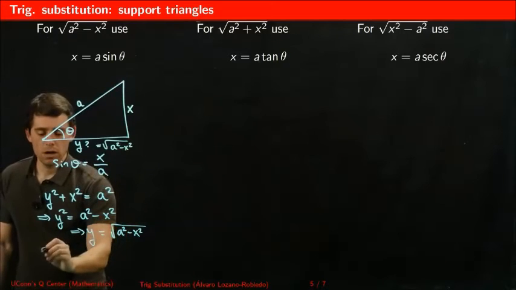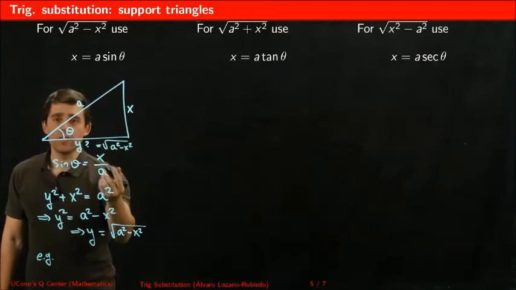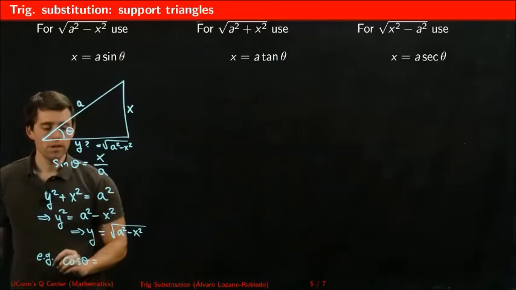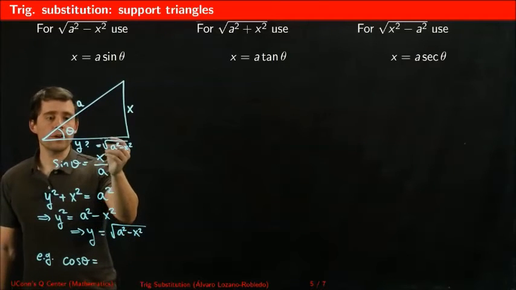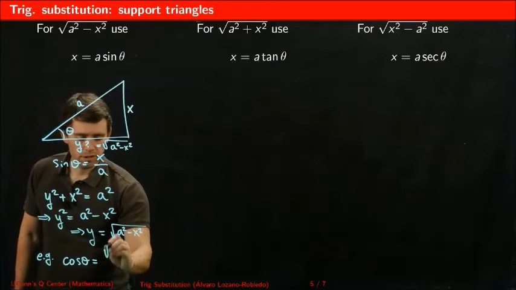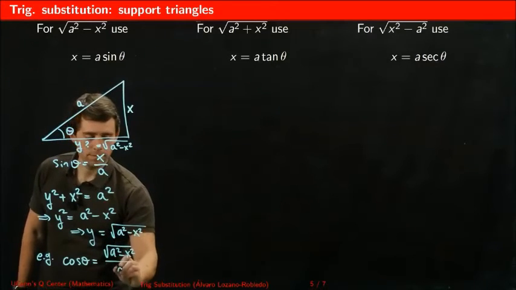So this is in fact that quantity. And now, for instance, I can use that in my favor if I have to write how much is cosine of theta in terms of x? Well, in terms of x, cosine of theta will be this length divided by a. So it will be the square root of a squared minus x squared divided by a.